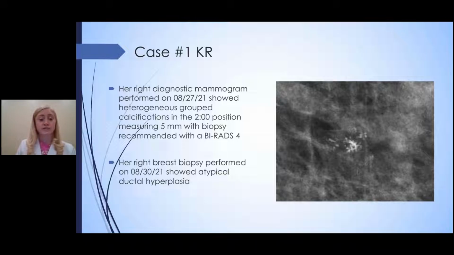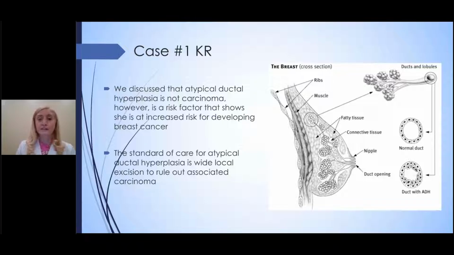She had a right breast biopsy performed, which showed atypical ductal hyperplasia. So we discussed that atypical ductal hyperplasia is not a carcinoma. However, it's a risk factor that shows she is at increased risk for developing a breast cancer in the future. The standard of care for these atypical lesions is a wide local excision to rule out an associated carcinoma. And most of the research on these atypical cells does show that there can be a 20% upgrade rate to a carcinoma on that final excision.